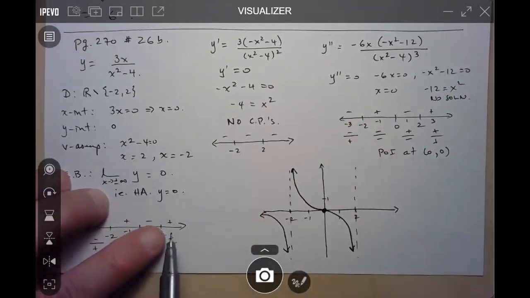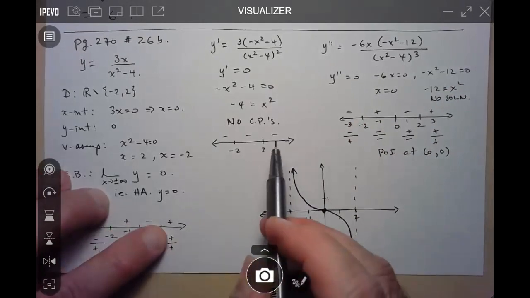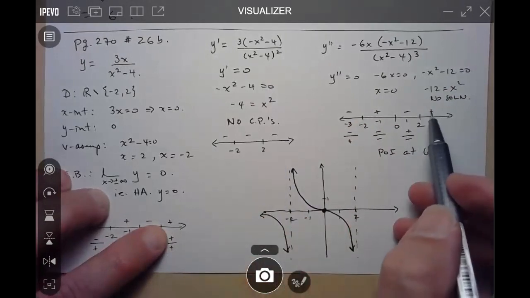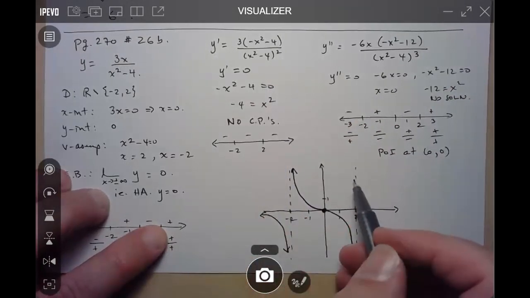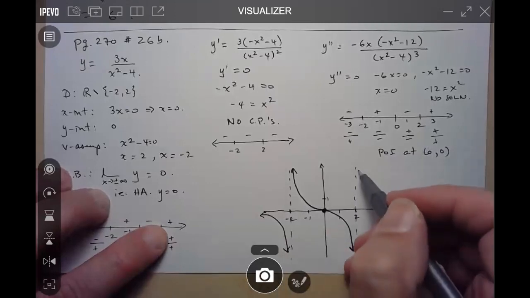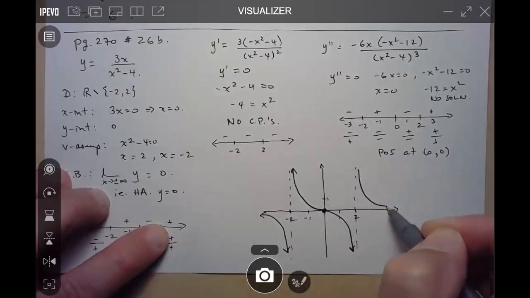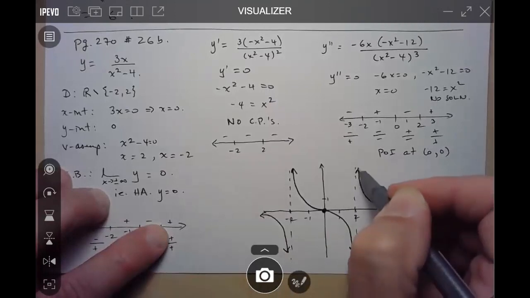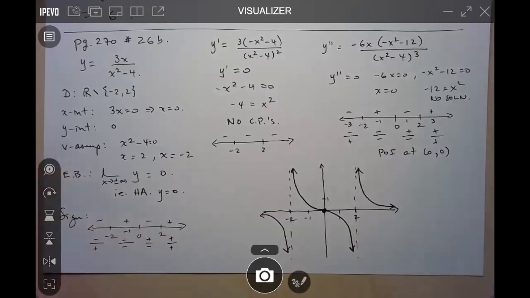And then lastly, it's positive, still decreasing, but concave up. And I've got the vertical asymptote and the end behavior approaching 0. So it must look something like this. And there's my graph.